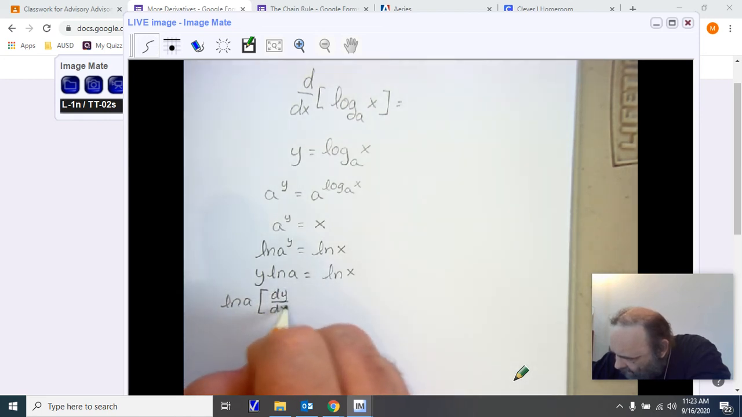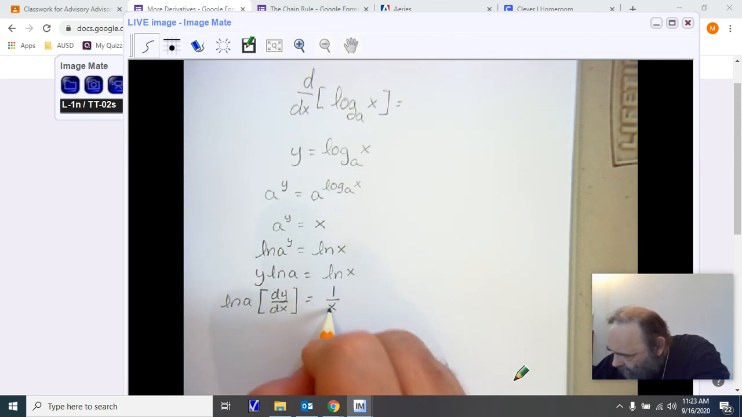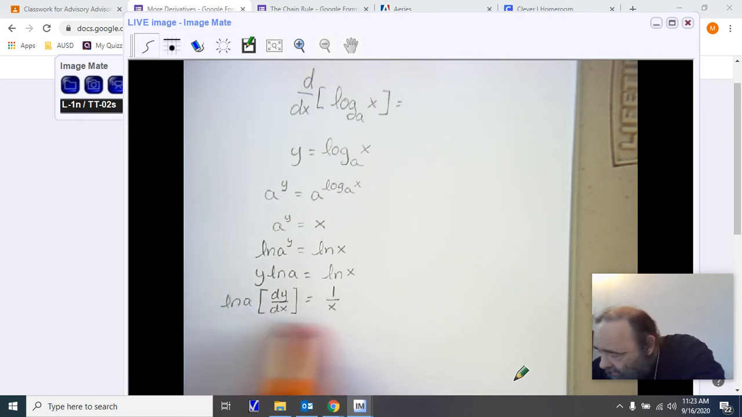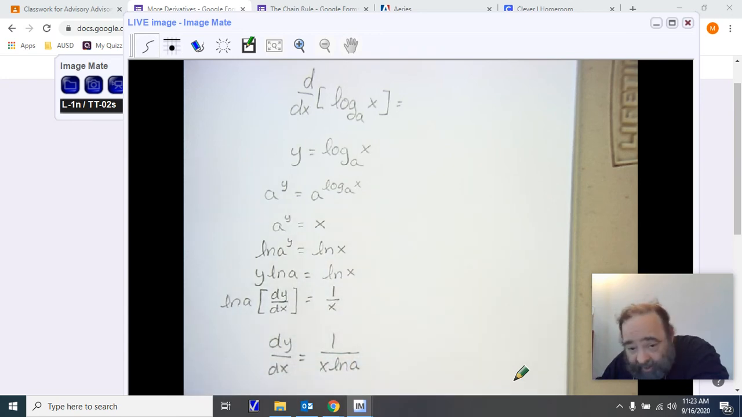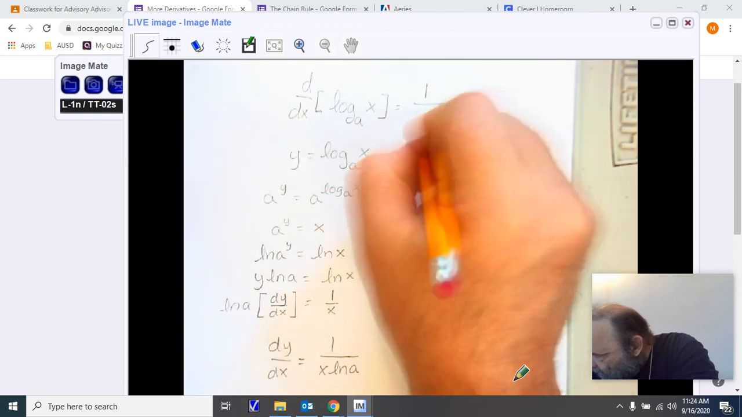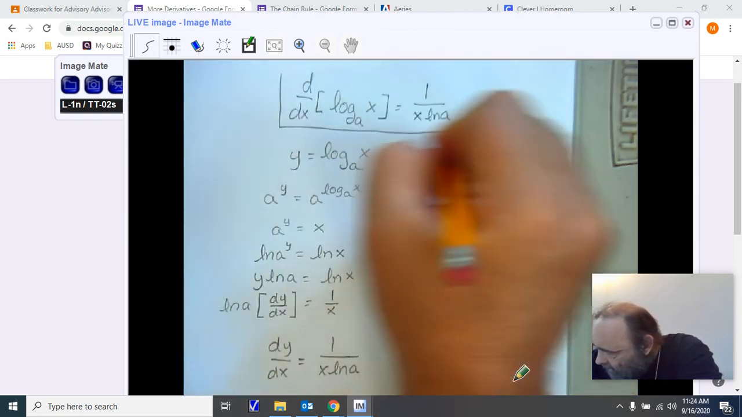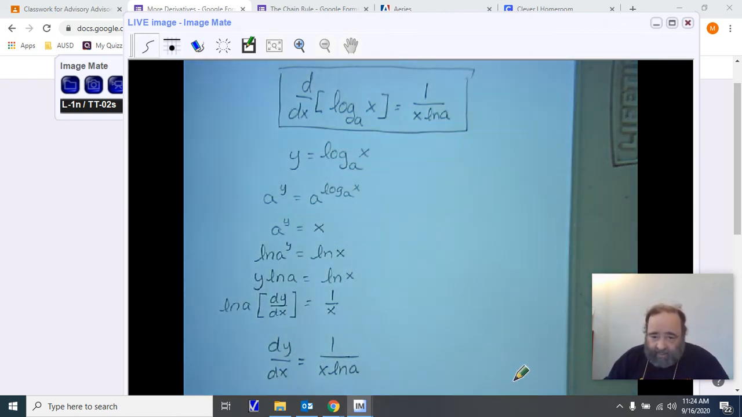And I have dy dx, and this now equals 1 over x. There's only one thing left to do, and that's to move this natural log of a to the other side so that dy dx is equal to 1 over x natural log of a. And this is what we want to put right up here. 1 over x natural log of a. And that is the derivative for log base a of x.